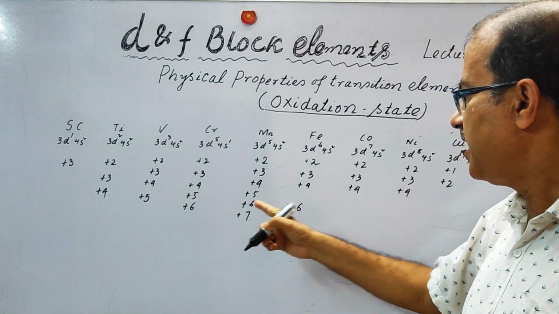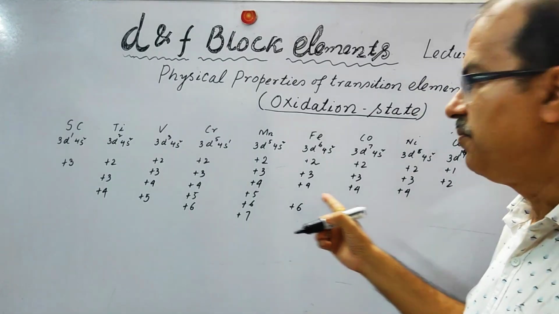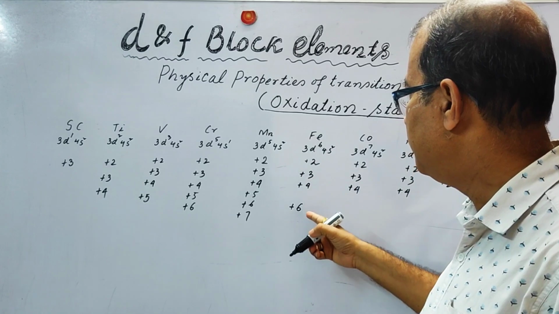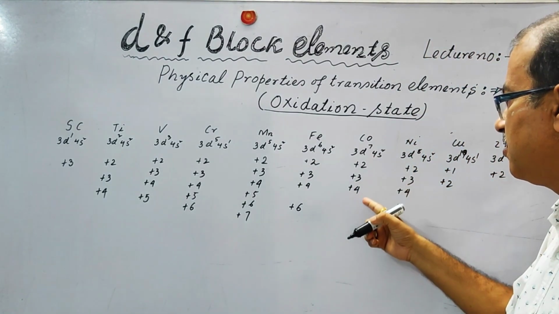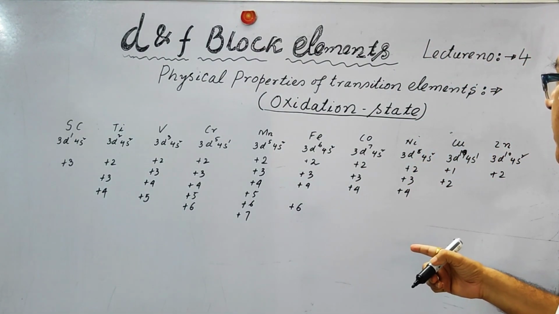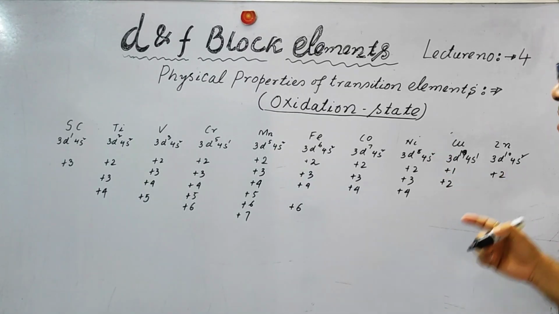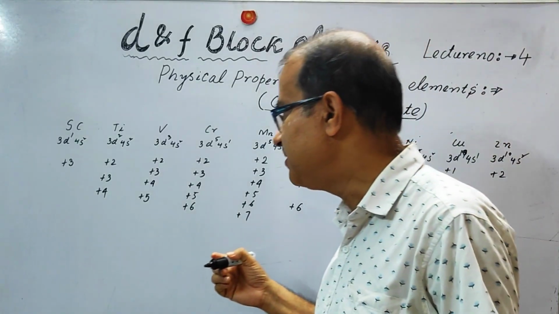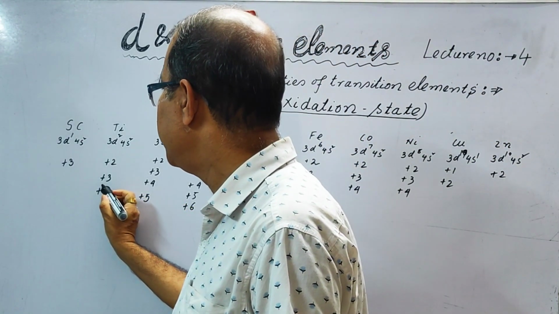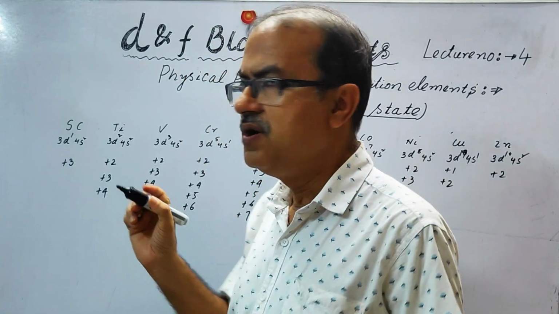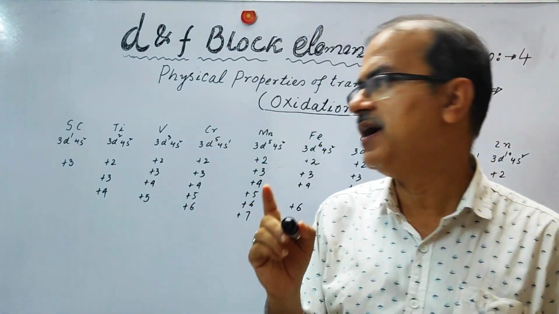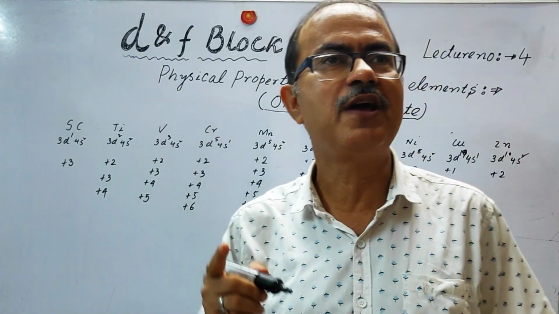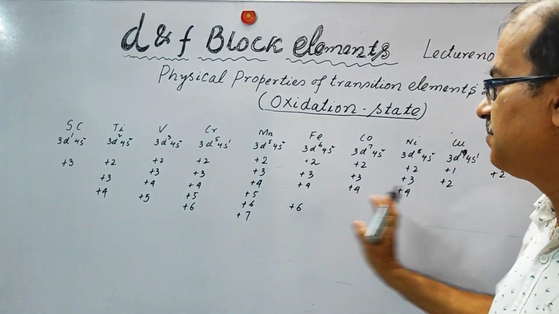Whereas as we go further, we find that iron has only 4 oxidation states, then cobalt 3, nickel 3, and copper 2 and 1. The maximum oxidation state is driven by a very important factor, up to the middle of the series. It is not applicable in the latter part of the series.